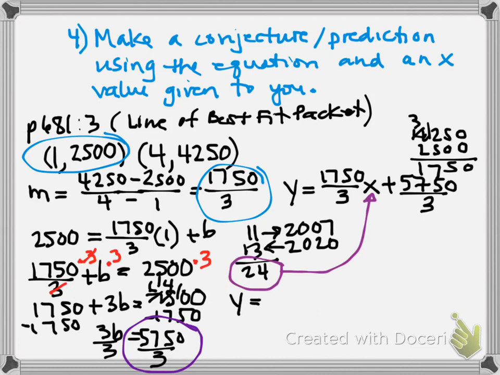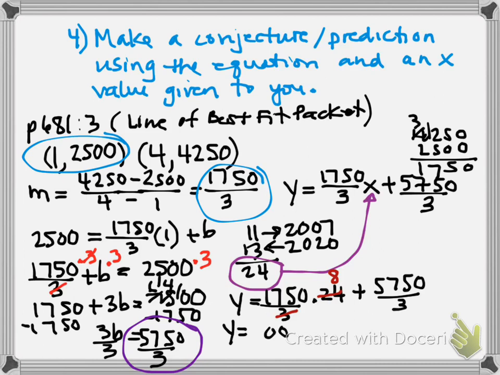So I get y equals 1750 over 3 times 24 plus 5750 thirds. Ooh, we're kind of lucky, aren't we? 3 goes into 24 8 times. So then we get y equals, we multiply by 8, so we get a 0, we get 40, 56 and 4 is 60, so we get 14,000 plus this number here.